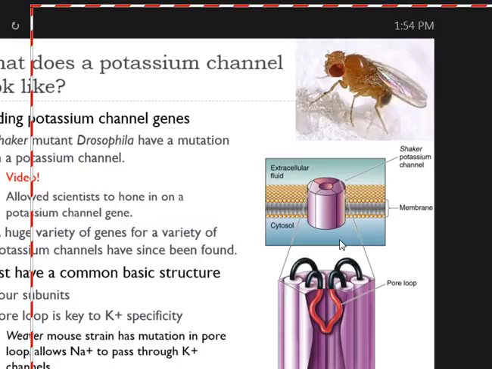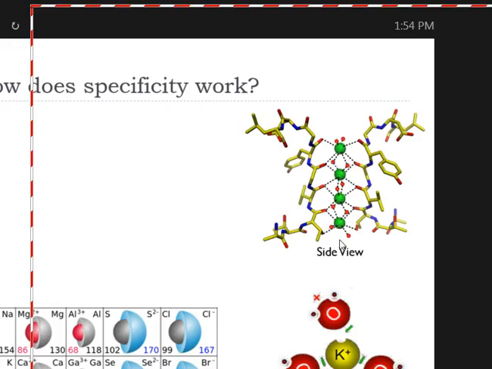Okay? And it turns out that this pore loop is really the key thing that allows them to be specific to potassium ions. And this has been verified in other kinds of animals too. The first time we found a potassium channel was in Drosophila. There's been subsequent work on mice, for example, and all kinds of other animals at this point. This is sort of summarizing a long series of studies where there's a mouse strain called Weaver that had a mutation in this particular pore loop that caused that channel to be less specific to potassium and to let sodium ions come through at a decent rate.